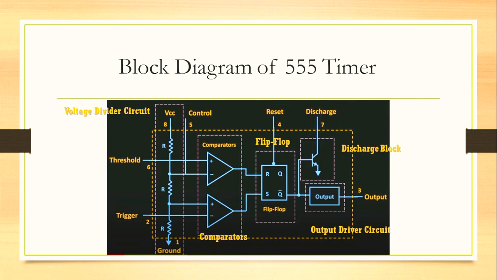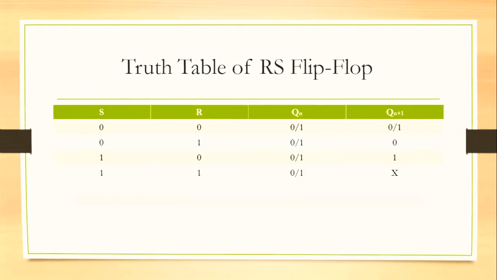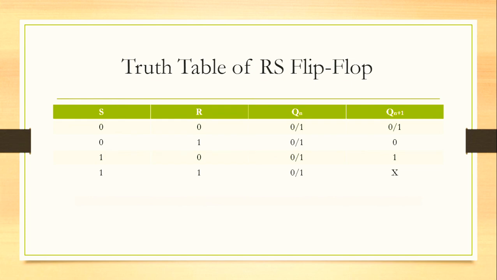So the only possible outputs are 0 and 1 from these op amps, and then the flip-flop forwards the control over the discharge and the output. The output of the flip-flop depends on this truth table, in which the only necessary parts are the second and the third: when S is 0 and R is 1, then no matter what the input, 0 or 1, the output is always 0, and when S is 1 and R is 0, no matter what the input, the output is always 1.